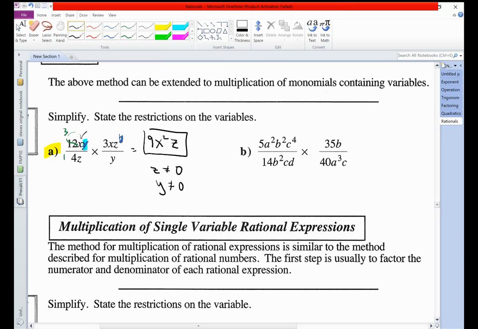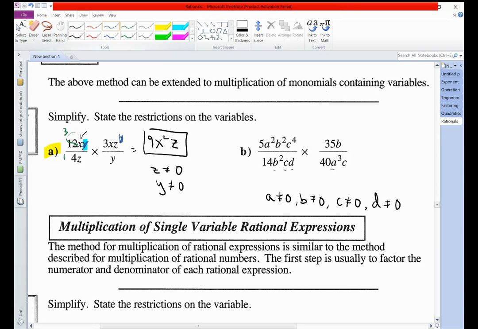And the next one, a little bit bigger, a little more complicated, but the first thing we're going to do is state our non-permissible values. You can see that we have A, B, C, and D here, and they're all multiplied together. So basically A can't equal 0, B can't equal 0, C can't equal 0, and D can't equal 0. And now what we can do is start doing our cancellation of everything.